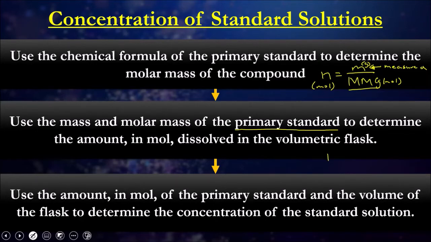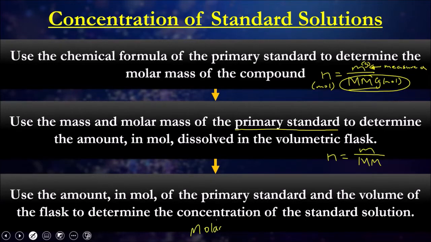So that is, again, just this bit over here. This bit at the top, you're just trying to work out the molar mass first. Then last step, use the amount in moles of the primary standard and the volume of the flask to determine the concentration of the standard solution. So that goes to the molarity formula.